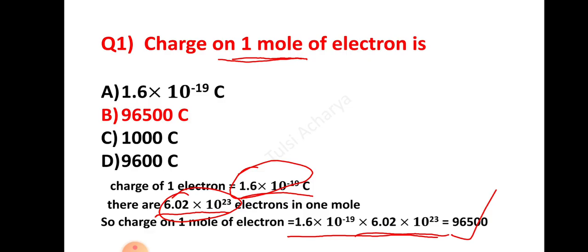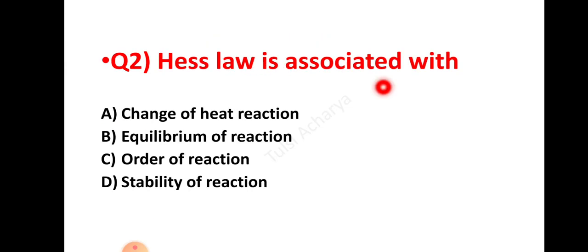Now let's move to question number 2. Hess law is associated with: option A, change of heat of reaction; option B, equilibrium of reaction; option C, order of reaction; option D, stability of reaction.